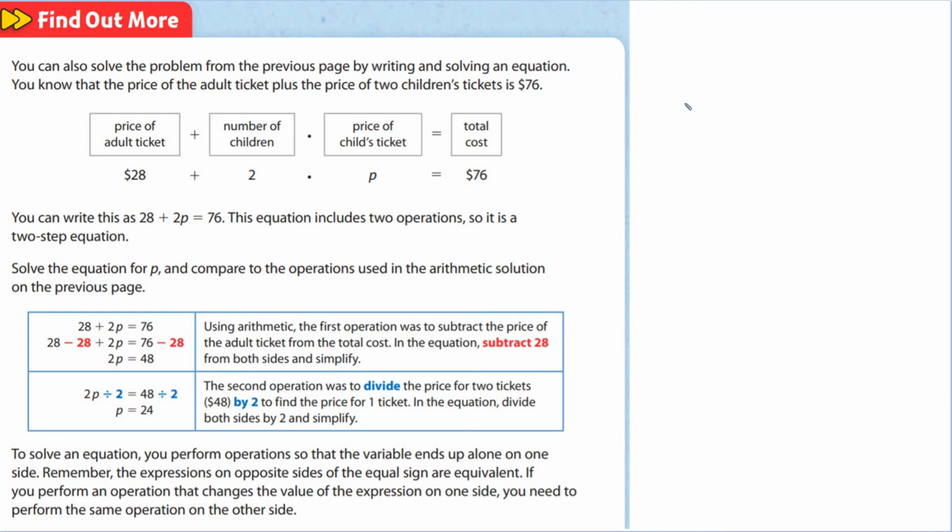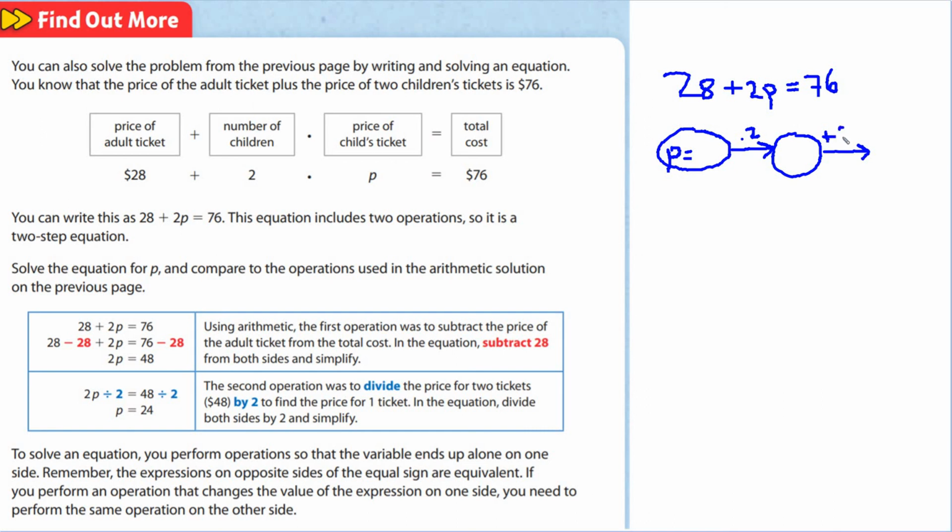But let's use flowcharts with this. So our equation, oops, take that back, my bad: 28 plus 2p equals 76. Okay. Flowcharts. We're looking for the value of p. We're going to put p equals. What happens to p first? Times 2. Then what happens to it? Plus 28, not because of this positive, but because it's positive 28. And the output is 76.